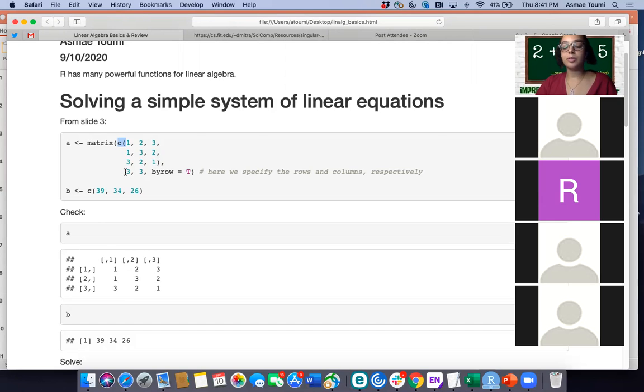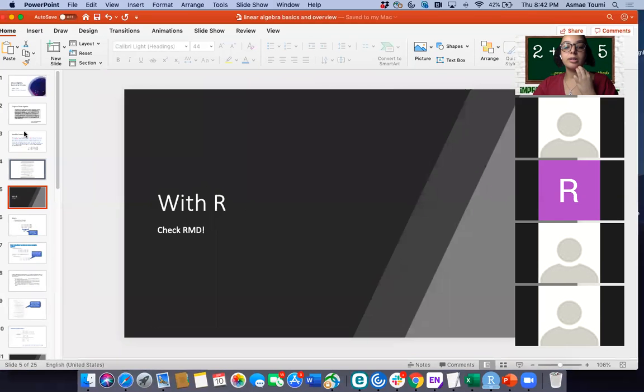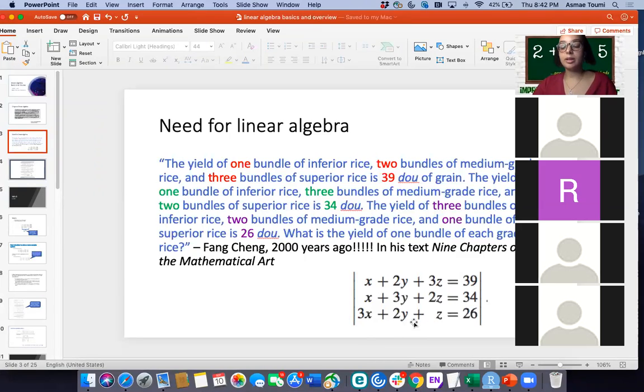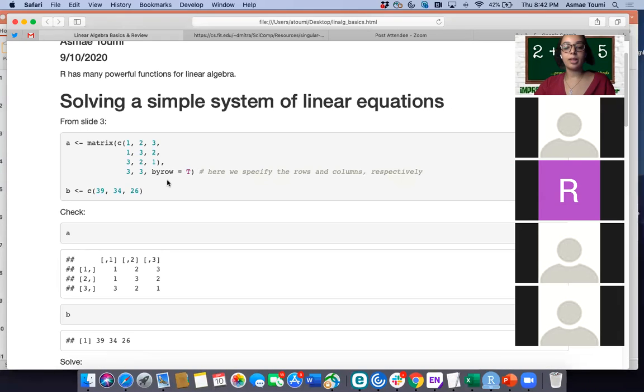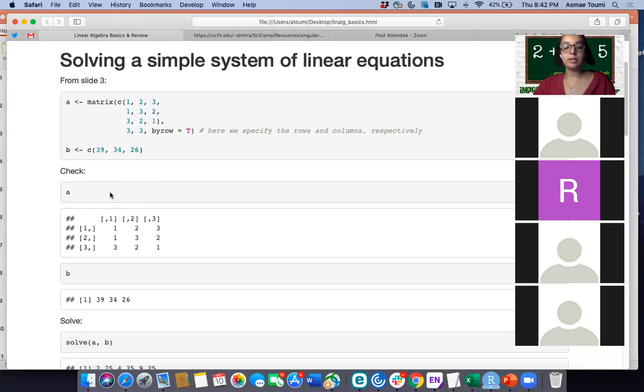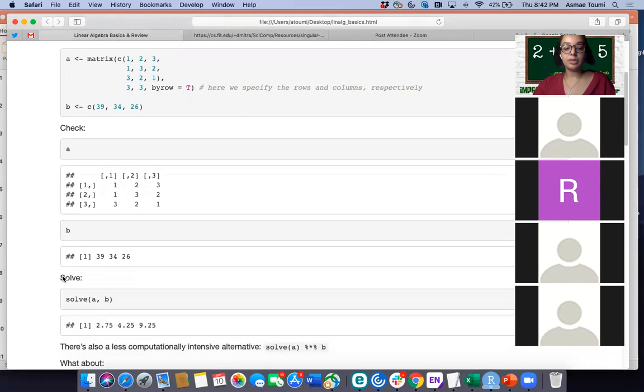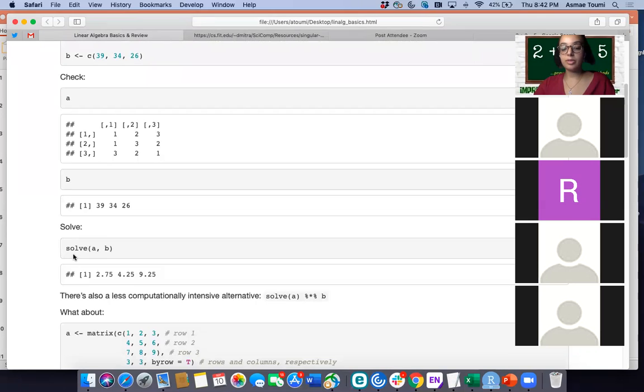And then what you have to do, and I don't know why you have to do this, is specify the number of rows and the number of columns respectively. So we have a 3x3. I know this looks like a 3x4, but when we say matrix, we really just mean the coefficient matrix. So that is why it is a 3x3, right? And then B is the other vector of solutions. So then just to make sure that you've inputted it correctly, you can check A and you can check B. That looks good.